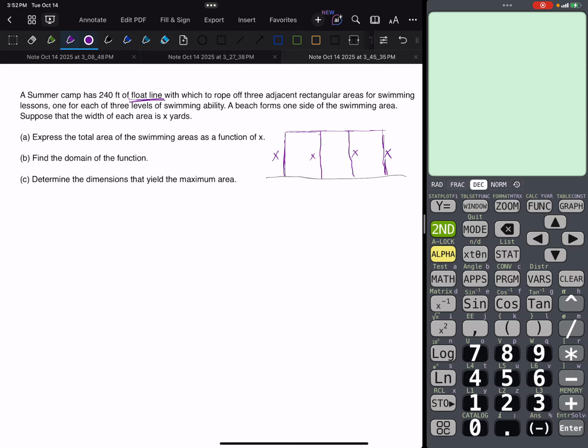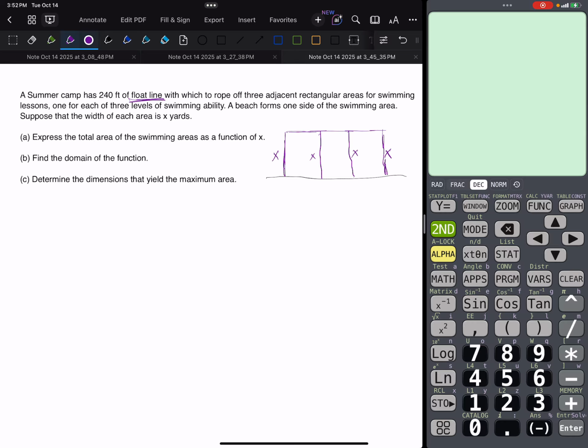And so what are we supposed to do? We're supposed to find the total area of the swimming areas as a function of x. Then we're supposed to find the domain of the function. And then we're supposed to figure out what dimensions yield the maximum area for these swimming areas. It's a bit of a mouthful of a problem here. How do I want to do this? What pieces of information do I have? I have that there's 240 feet of line.